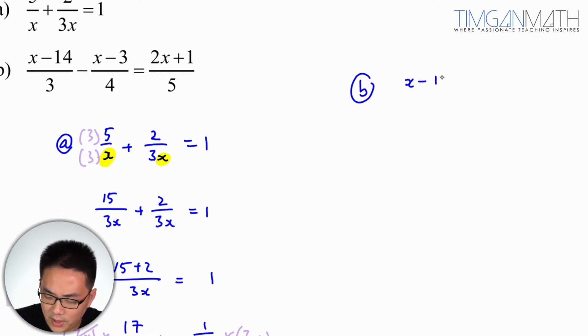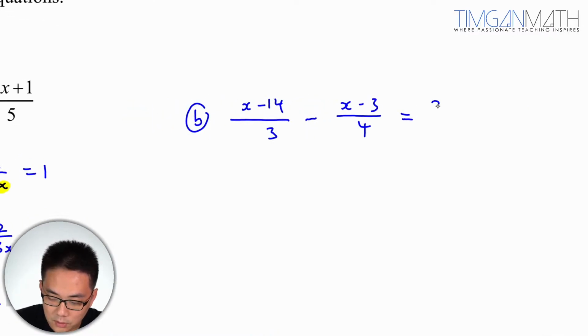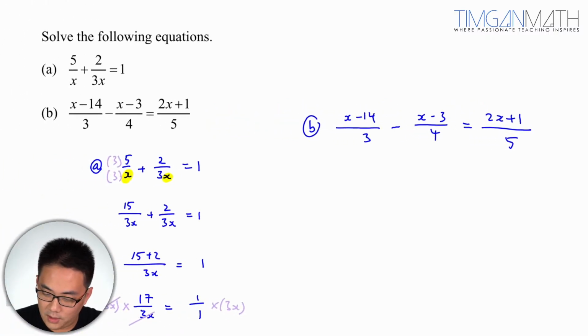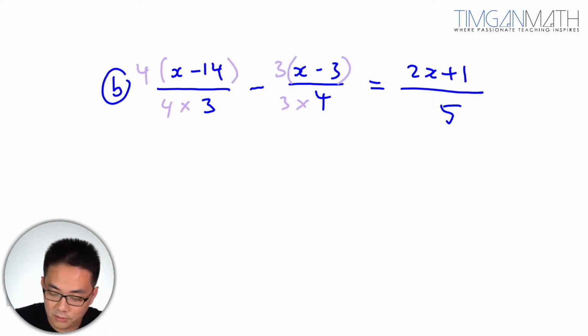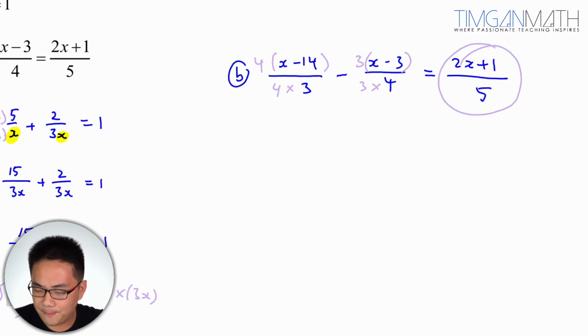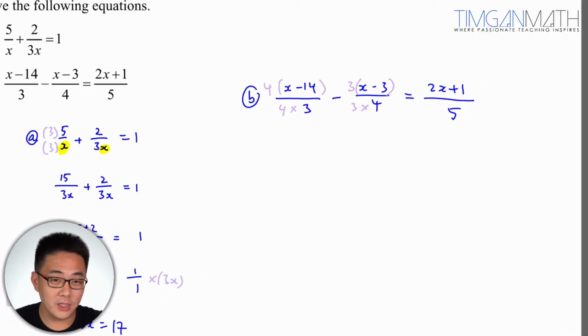So I'm just going to rewrite everything down first before even solving it. So this part here, what we're going to do is put x minus 14 over 3 minus x minus 3 over 4 equals to 2x plus 1 over 5. Alright, so I think that's pretty okay. Then what we're going to do is multiply this side with 4, multiply this side with 4, multiply this side with 3, multiply this side with 3. This is already one fraction on the right hand side, so don't really need to care. A single fraction is good because after which we can do a cross multiplication.